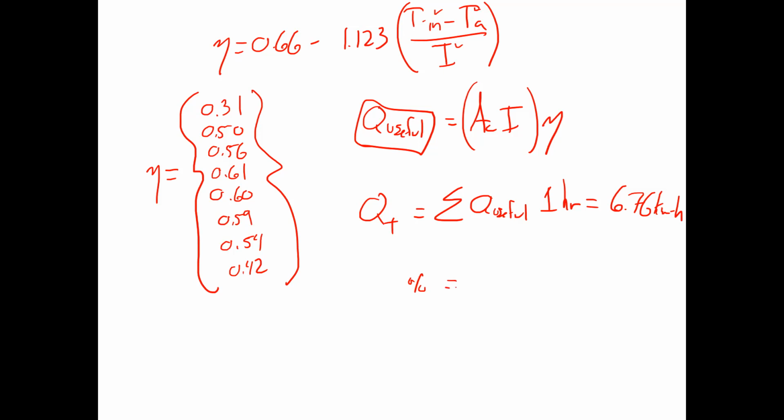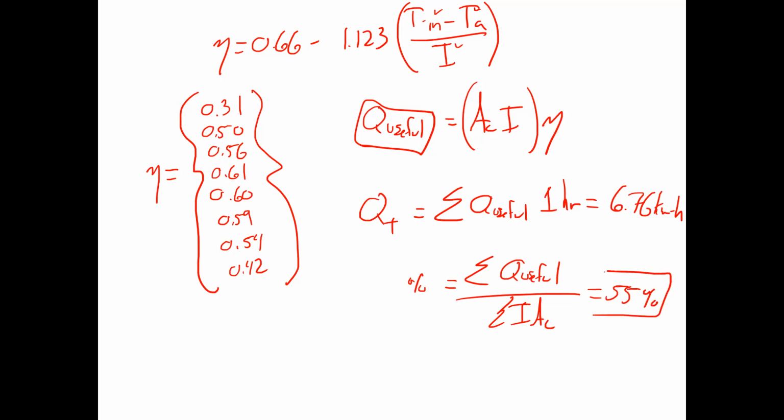And then the overall efficiency would be the sum of the hour-to-hour useful energy over the sum of the incident solar insolation. And you would get that the overall efficiency over the course of that particular day would be about 55%.